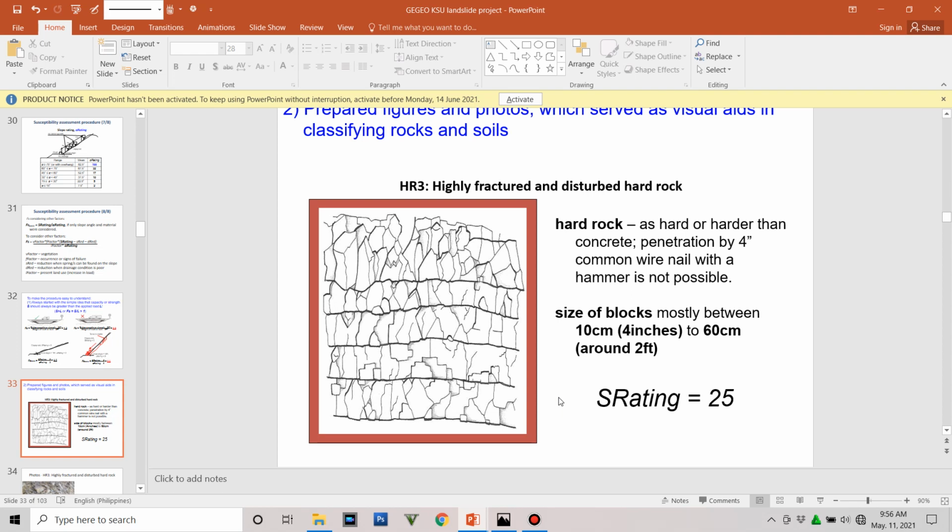So when you drive it into hard rock, it will only bounce and the strength of the common wire nail will be defeated. So that is one simple assessment to identify whether your material is a soft rock or hard rock. And then the size of blocks is mostly between 4 inches to 2 feet. So the S rating for that is 25.